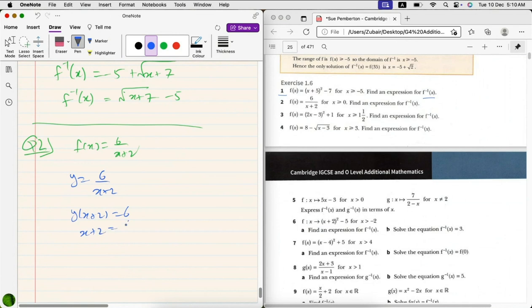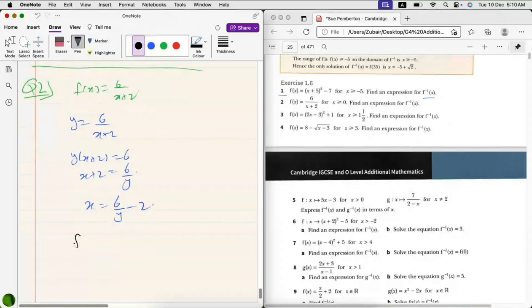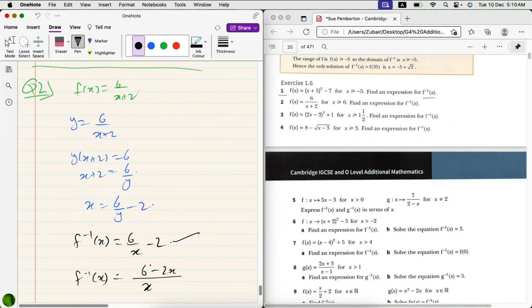x plus 2 is equal to 6 over y. X is equal to 6 over y minus 2. Step 2 done, x made subject. Step 3 is replace. So f inverse x is equal to 6 over x minus 2. This is the inverse. We could have different forms. Both are correct or equivalent.